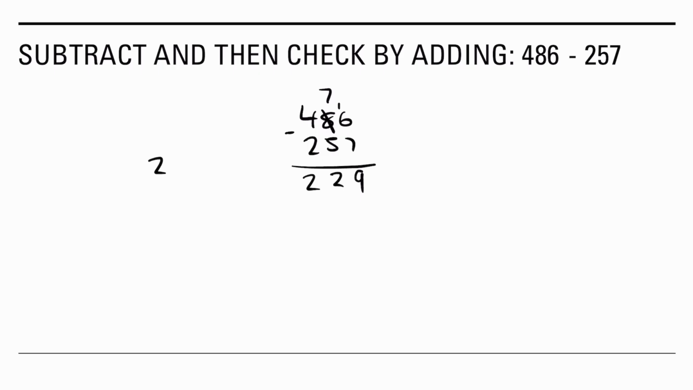Now when we add that back together with the 257, 9 plus 7 is 16. 1 plus 2 is 3, plus 5 is 8. 2 plus 2 is 4, and we get 486 back. Subtract and then check by adding again.